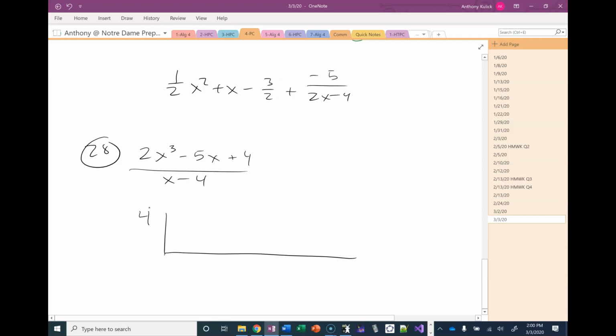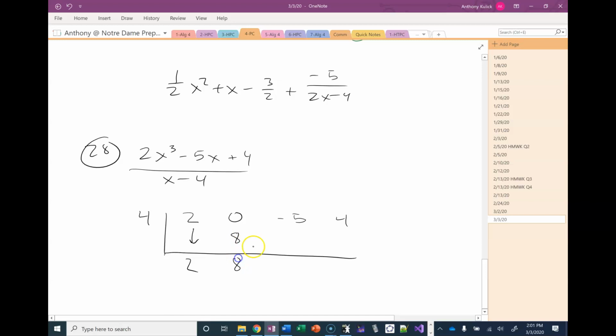Just the 4, right? Because I said x minus 4 equal to 0, and then I solve it. And what number is going to go across the inside? 2, 0, negative 5, and then 4. What's the 0 there for? The x squareds that aren't in my problem. Yeah. So bring it down.